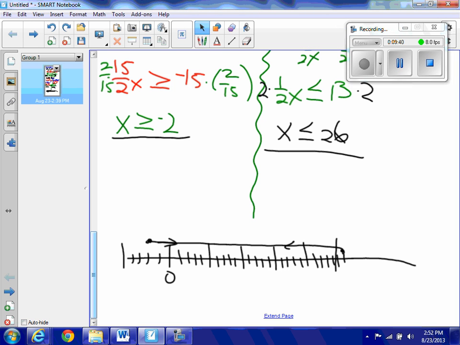Now somebody had asked me, how do you check these answers? And that's a really good question, because with inequalities, it's not like you can just plug in one number. The thing about an inequality is that you get multiple answers. So what you want to do is if you're pretty comfortable that you have your endpoints right, you can just pick a number in the middle. So 0 is always a good number. Will 0 satisfy our inequality?